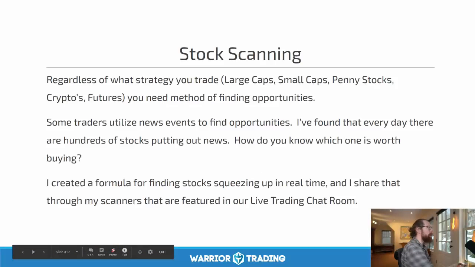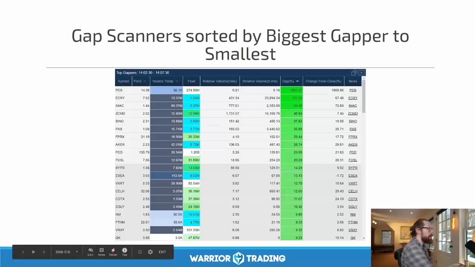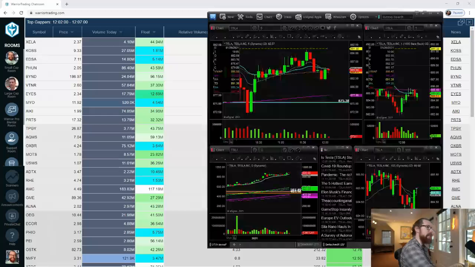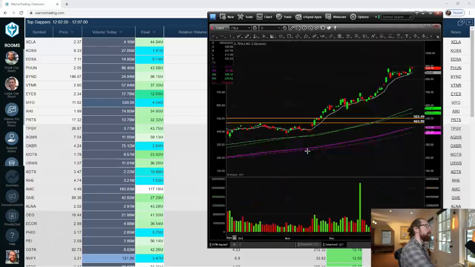And so what we have now are our own scanners that help us search the market. This scanner right here is a gap scanner. The gap scanner is searching for stocks that are gapping higher. Remember in chapter 5, we broke down and talked about what a gap looks like.